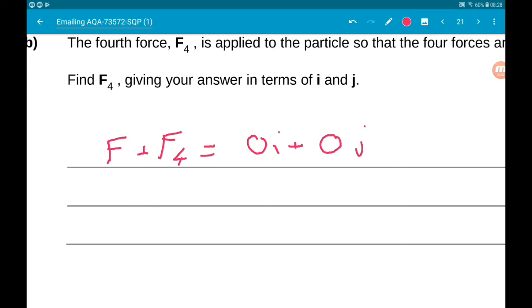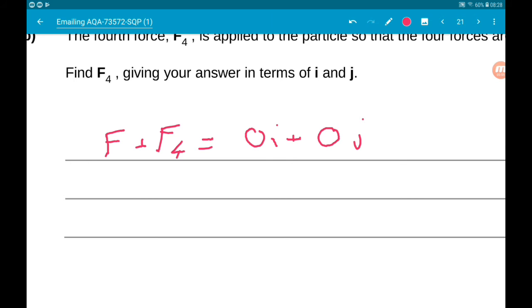Now, we know that F is 33i minus 11j, therefore F4 is going to be minus 33i add 11j. Cool.